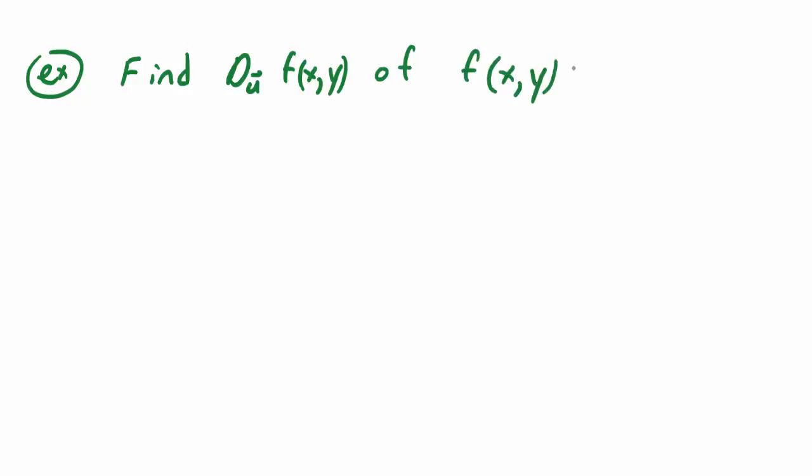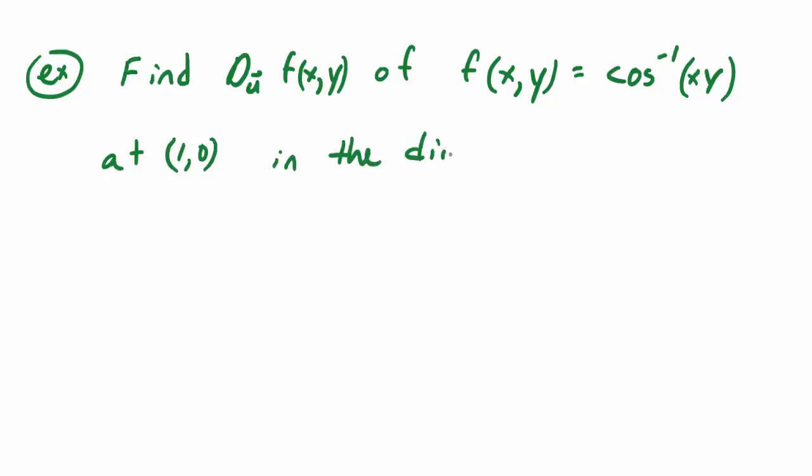Let's find the directional derivative of f(x,y) when f(x,y) equals cosine inverse of xy. And we're going to find this derivative at the point (1, 0), which means we'll get a numerical value for it. It's going to be in the direction of v equals i plus 5j.